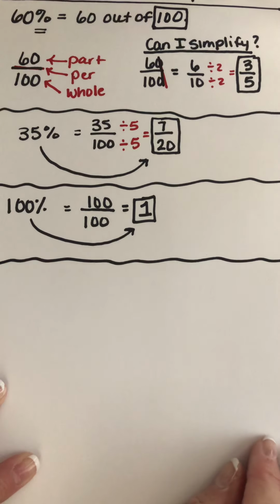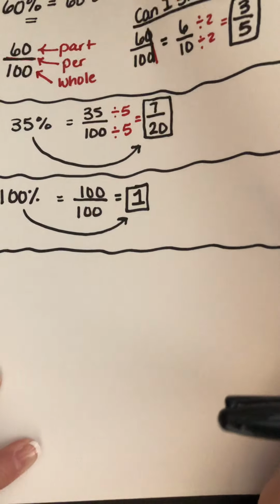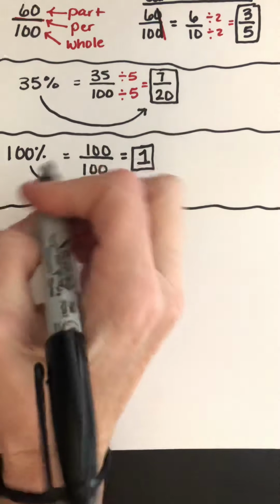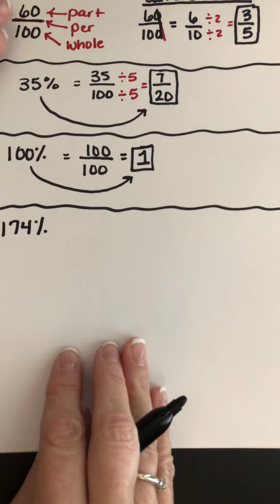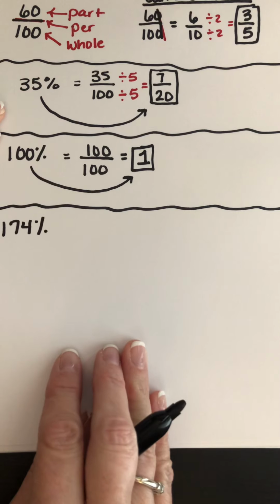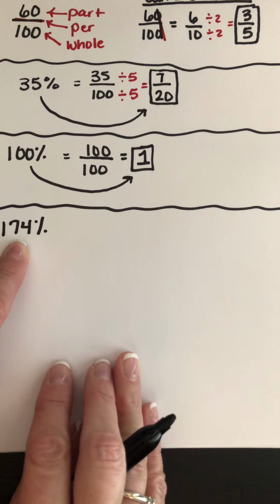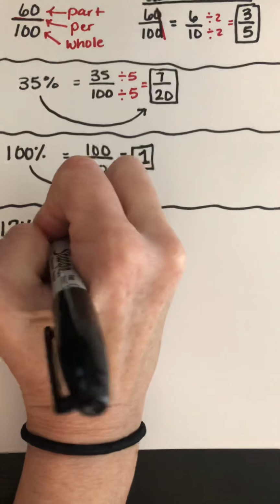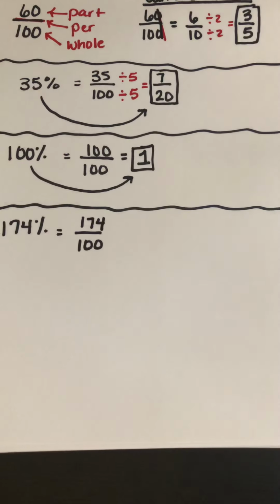Pause at any time if you need to keep up. We're going to get a little more complicated here. Now we're going to go with 174%. You notice these other ones, 60, 35, they've all been less than 100. Now we're going to 174%. Well, guess what? It's still the same thing. You put it over 100. And this becomes a division problem, right? Because now our numerator is higher than our denominator.